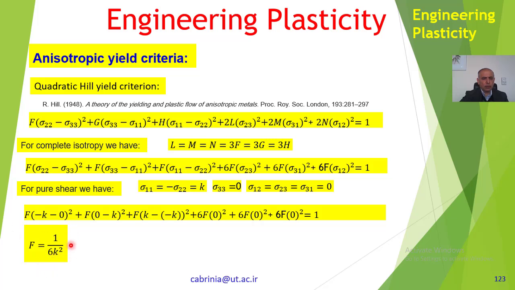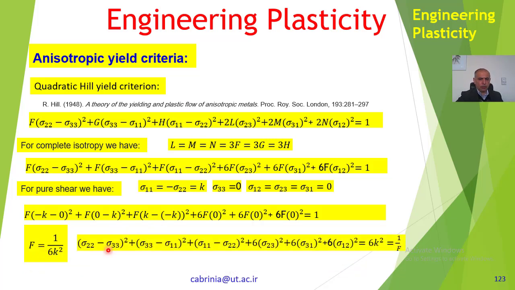So for the pure torsion, pure shear test, we have obtained F, and obviously here L and N are equal to 3F, and G and H are equal to F. That's what we get. That is what we had before for the Mises criteria. This was the Mises criteria. So for the complete isotropy, we get the Mises criteria in here like this. This has been obtained before for the Mises yield criteria.